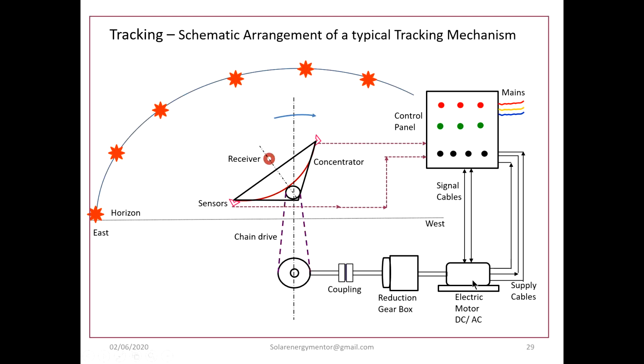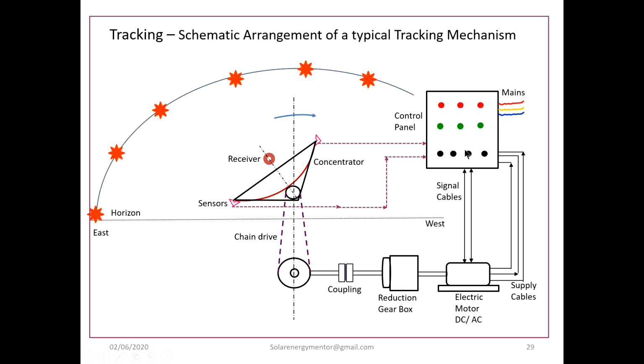This is a three-phase electric motor which receives the electric supply from the control panel. This is a control panel to which the mains are connected. The main electric supply is connected. This supply is refined and then given to the electric motor. This control panel also has activating signals. These signals activate the motor and rotate the motor whenever it is required.